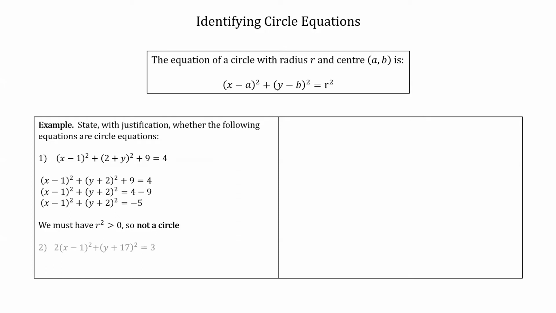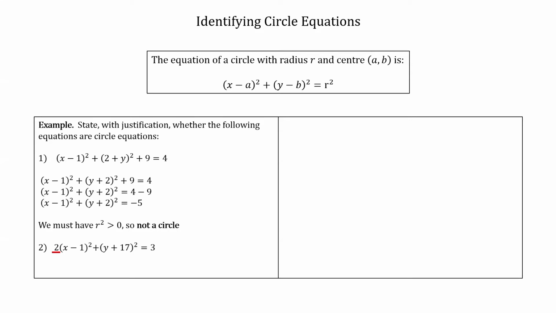So let's try a second example. We have 2 times x minus 1 squared plus y plus 17 squared equals 3. So again, the brackets look fine. What's inside them looks fine. The number on the right hand side is positive, which is fine, but we have this 2 here in front of one of the brackets.